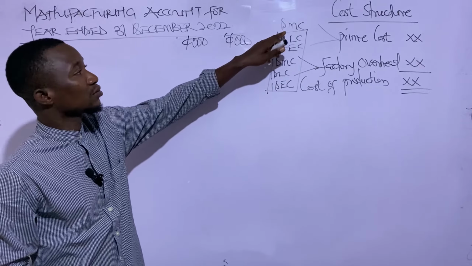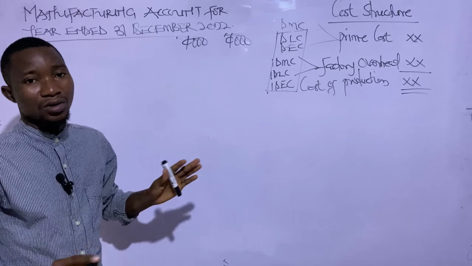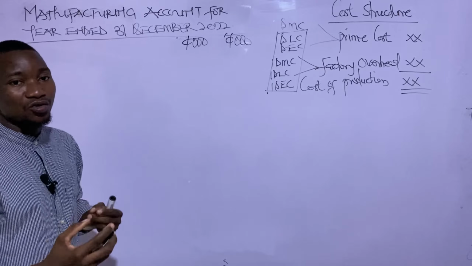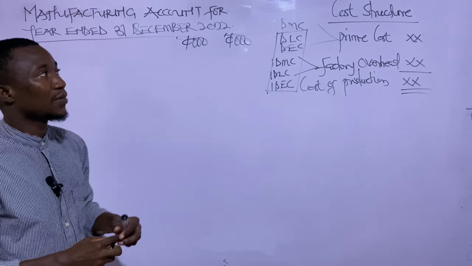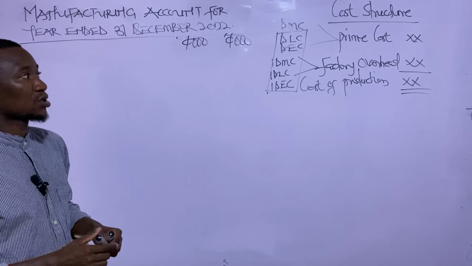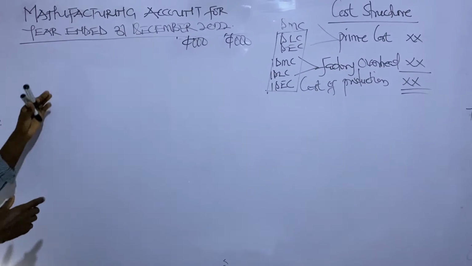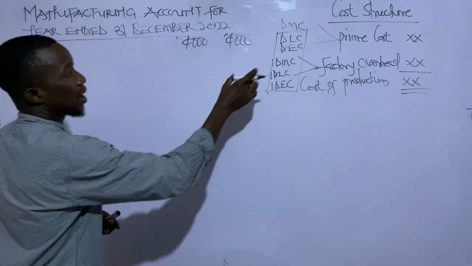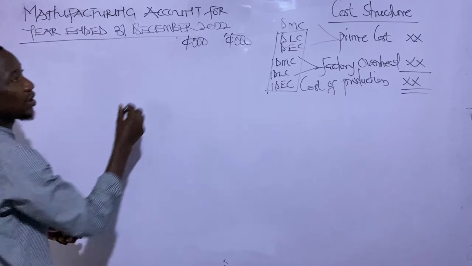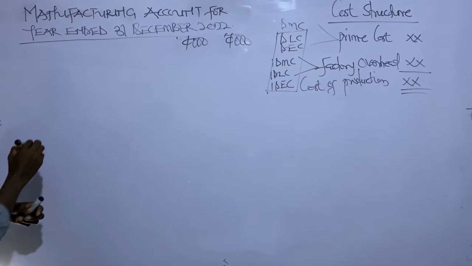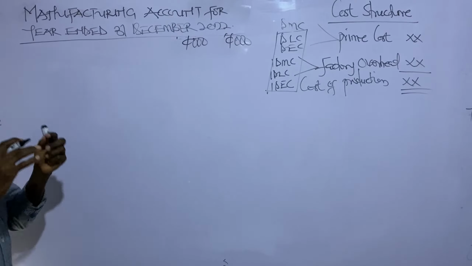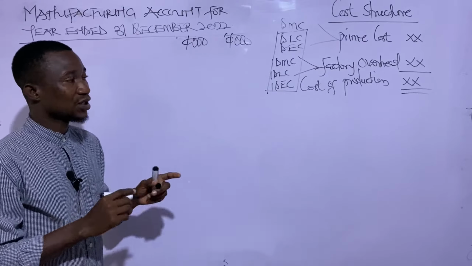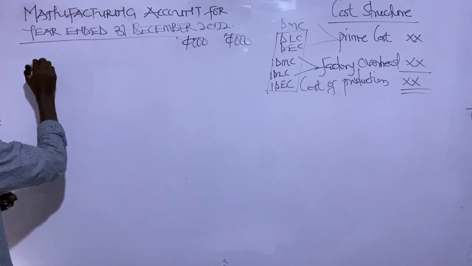But the direct material costs are not given, so we have to find it. We have to do some addition and subtraction in order to determine the direct material cost. So now we begin with the manufacturing account itself, and we are going in this order. We begin with the direct material cost. The direct material cost are the raw materials that are used in the production of the product. So we begin with the raw materials.